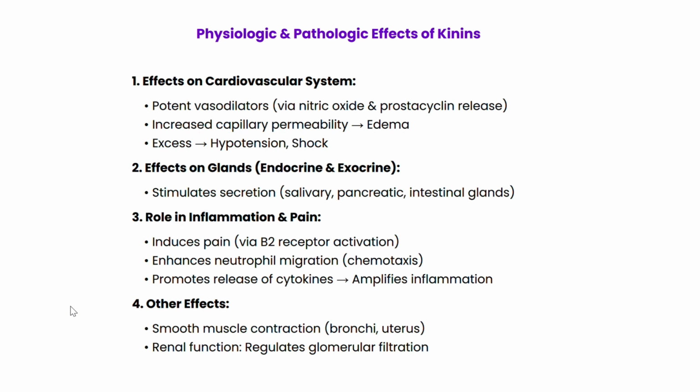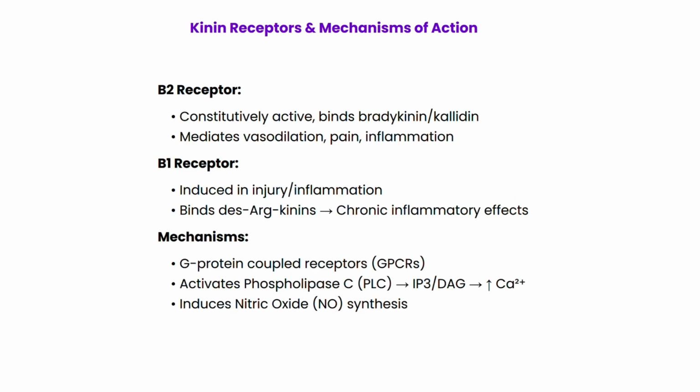Kinins are key players in inflammation, where they cause pain by activating sensory nerves and amplify the inflammatory response by attracting neutrophils and stimulating cytokine release. They also regulate smooth muscle contraction in organs like the bronchi and uterus, and help maintain renal filtration.